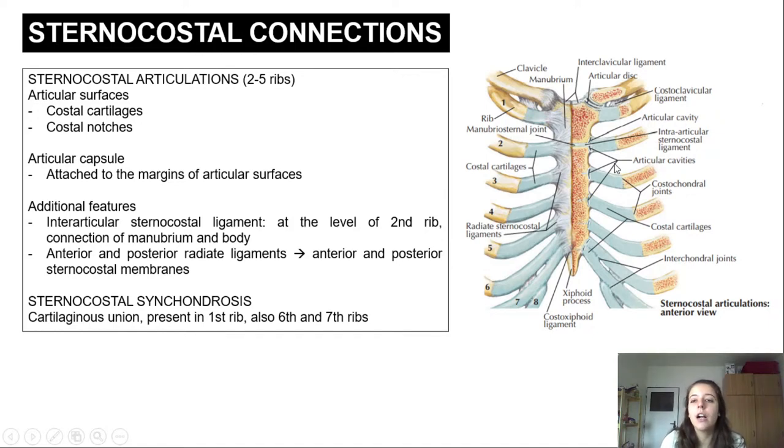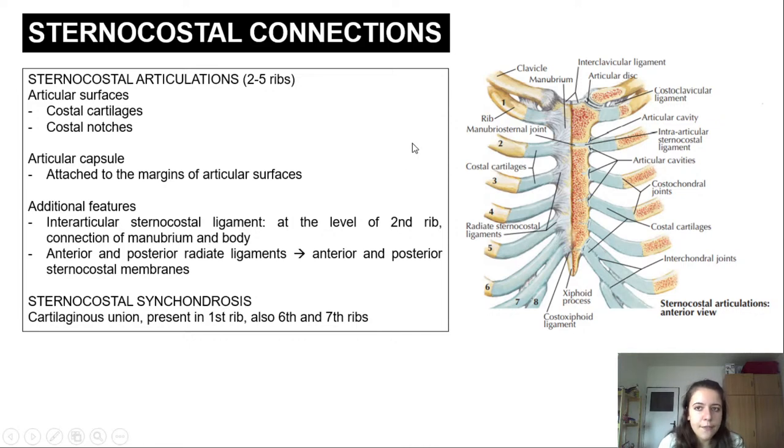And then the intraarticular sternocostal ligament, sorry, it's wrong here. The intraarticular sternocostal ligament serves for the union of manubrium and body at the level of the second rib. That is the one that you can see attaches both on the manubrium and the body.